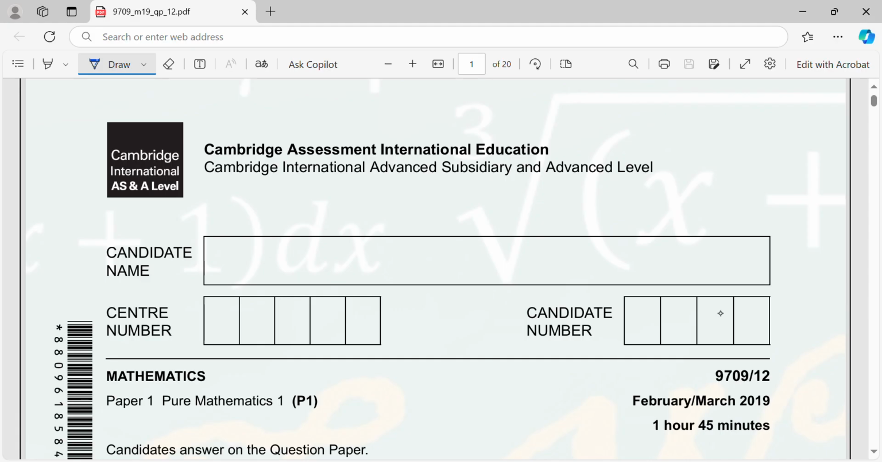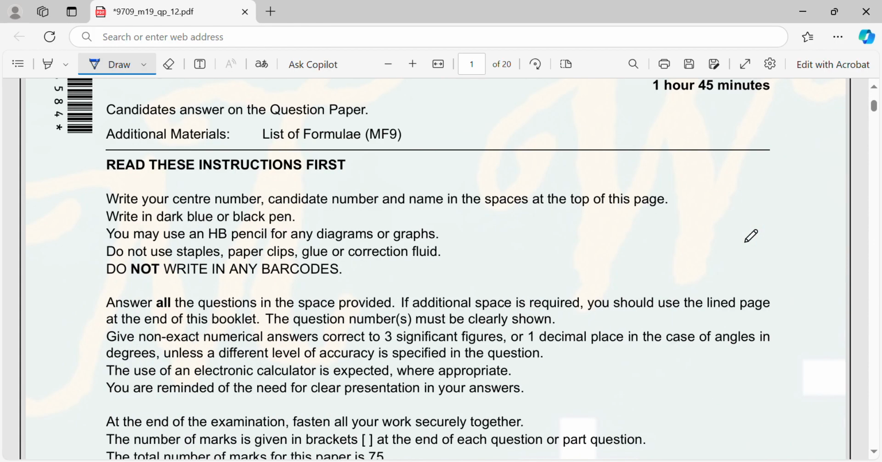This video is to discuss Cambridge International AS and A-Level Mathematics Paper 1, Pure Mathematics 1, for February-March 2019, and the code is 9709/12. So let's get started.